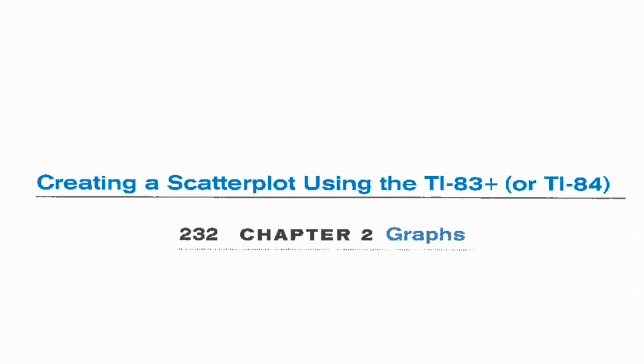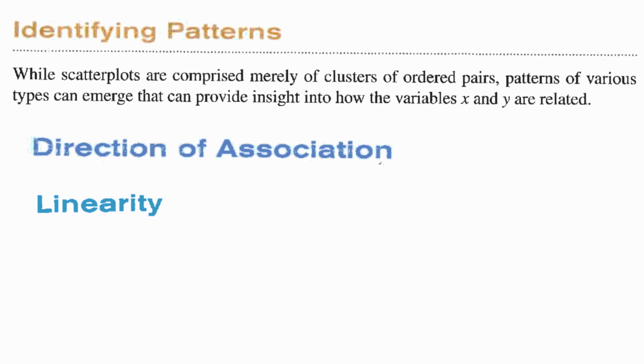All right? Okay, so to do this on your calculator, you're going to want to look on page 232 in your textbook. It gives you all the steps, and we're going to go through that in class together, right? But at least take a look at that in your textbook to see how to do that. And again, bring your calculators to class. Okay, but in this video, let's talk about two things: direction of association and linearity.